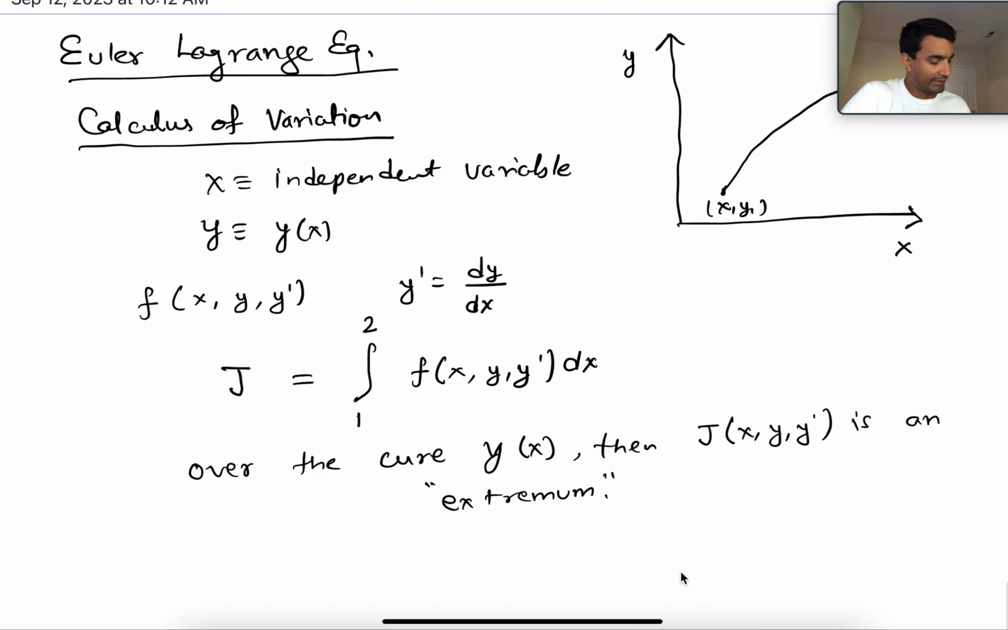What we have is a function y of x which is defined from 2 points 1 and 2. We know the value of y of x at these 2 points, which is x1, y1 and x2, y2, and we want to find what would be the function y of x such that the integral j, which is defined as f of x, y, y prime dx, would be an extremum. So this integral essentially provides the constraint that defines y of x completely. Okay, so how do we do this?